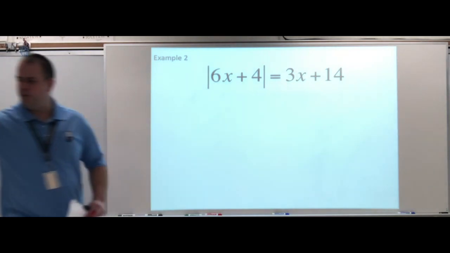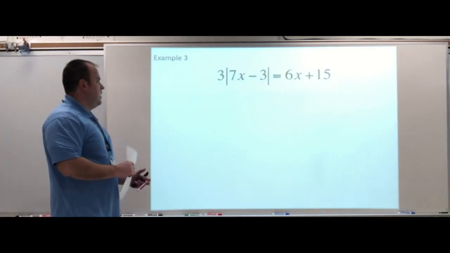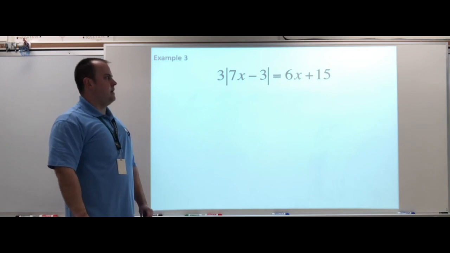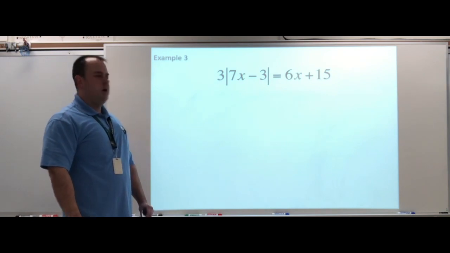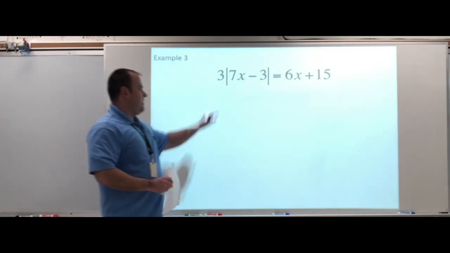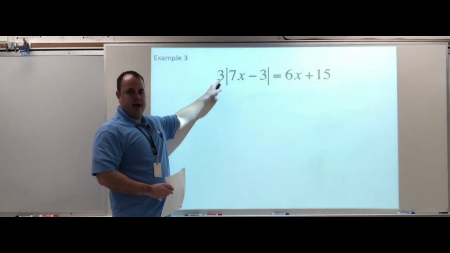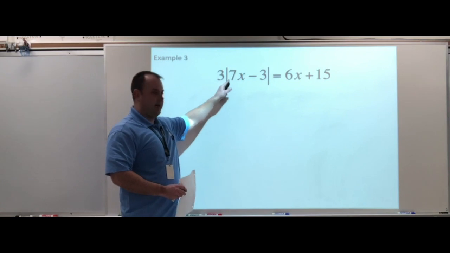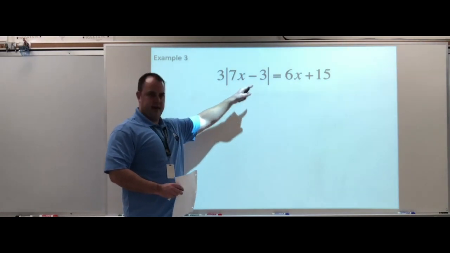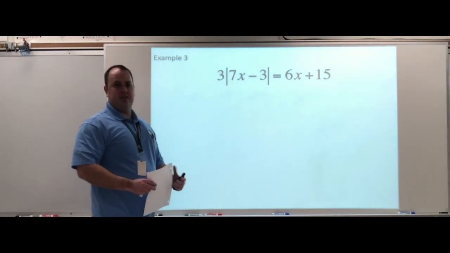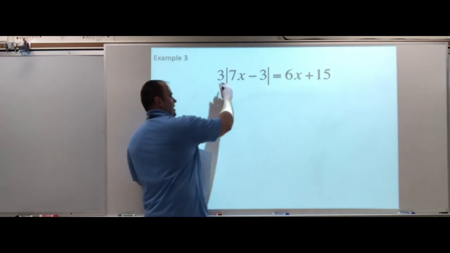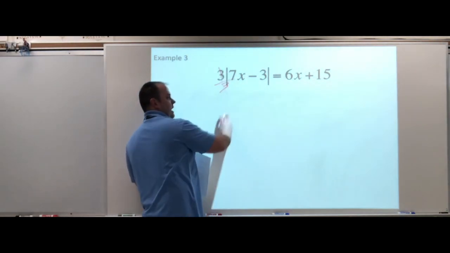In the next example, we have 3 times absolute value 7x minus 3 equals 6x plus 15. That 3 is different. It's outside the absolute value. That needs to get taken care of first. Now, when I said this, I said 3 times the absolute value 7x minus 3. We're not going to get rid of this just like if it was 3 times x. The opposite is divide, so we're going to divide both sides by 3. That will cancel out.